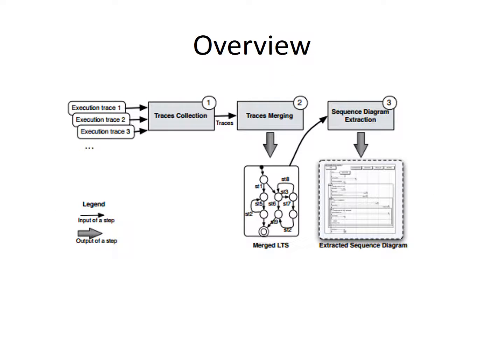And next one, coming to the overview. The overview of the sequence diagram is shown here, where the execution traces are collected into the trace collection, and then the traces are merged, where the merged traces come to the merged LTS, and from the merged LTS it goes to the sequence diagram extraction, and there is the extracted sequence diagram.